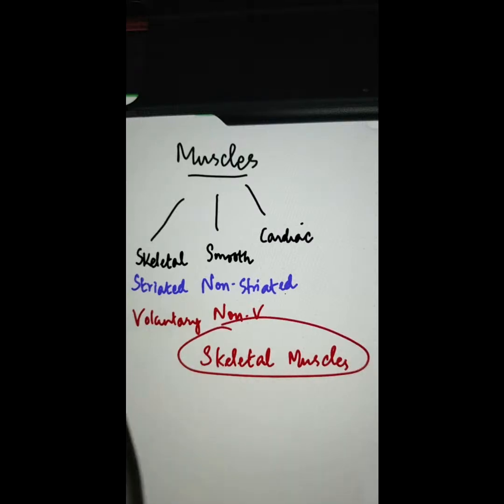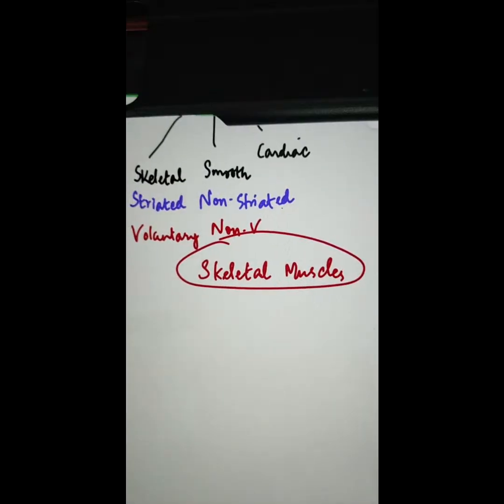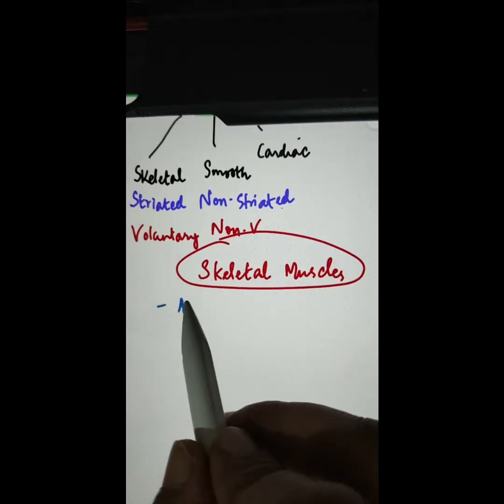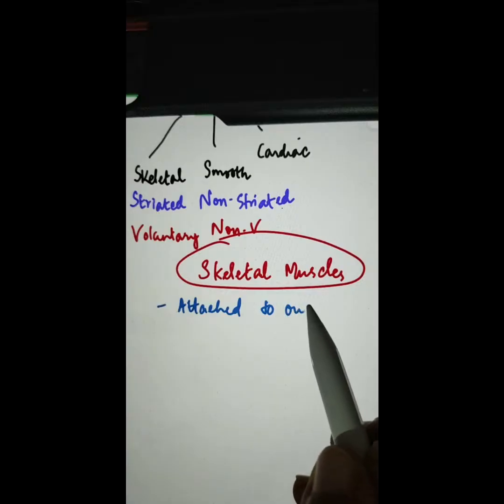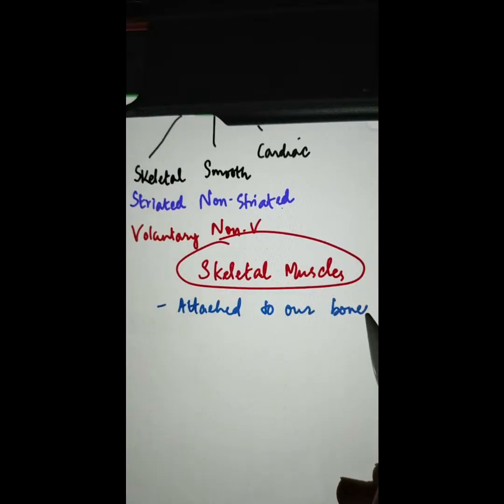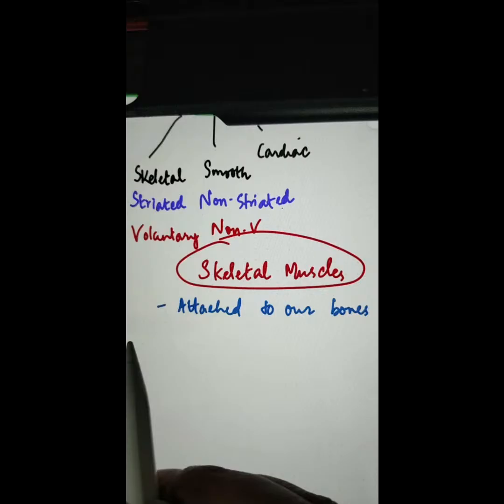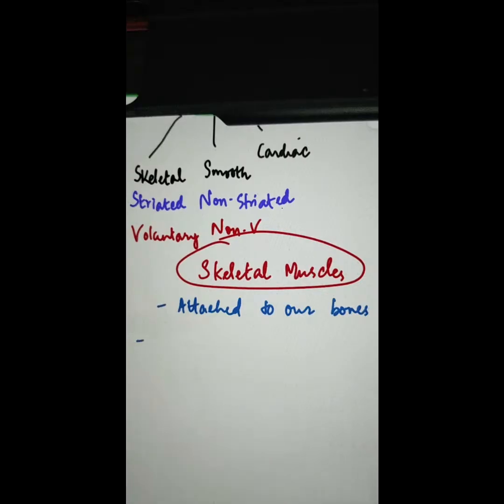As the name is making a sense that these are skeletal muscles. So skeletal muscles will be those which will be directly attached to our bones, right? So they will be attached to our bones. Very important point. Now, as you can see that if you touch your forearm or your leg, you must feel that you have bundles of muscles there.